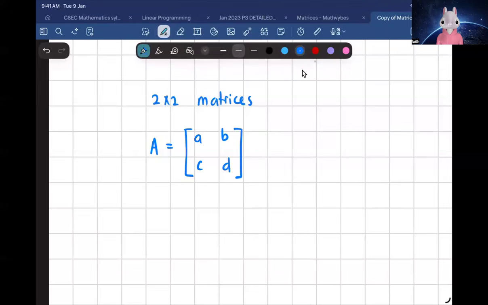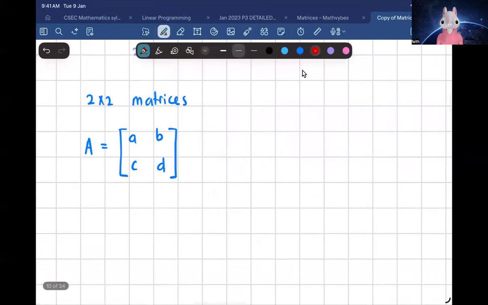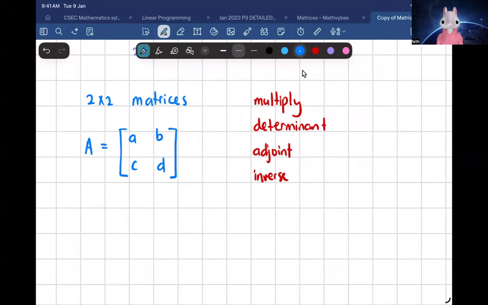The things you need to be able to do with a 2 by 2 matrix is multiply, right? Multiply, find the determinant, right? The adjoint and the inverse. So let's jump straight into the determinant.